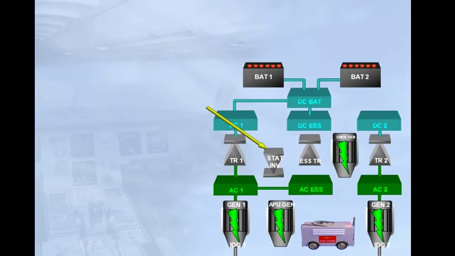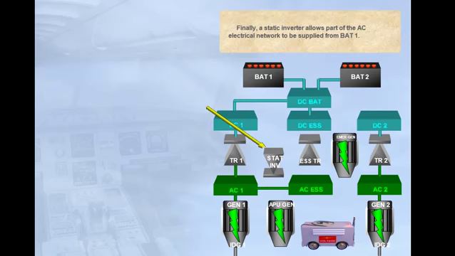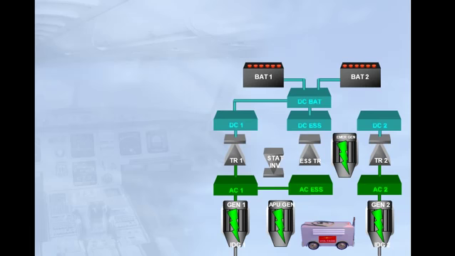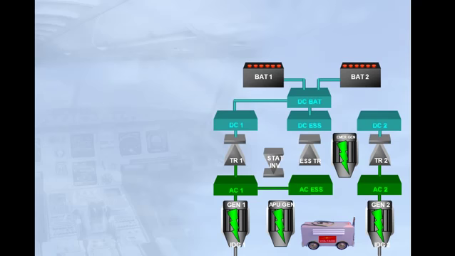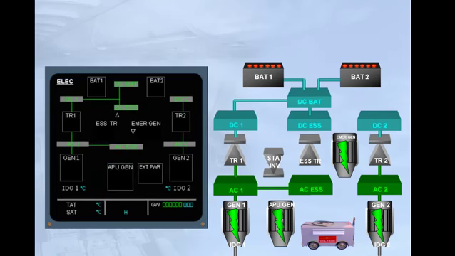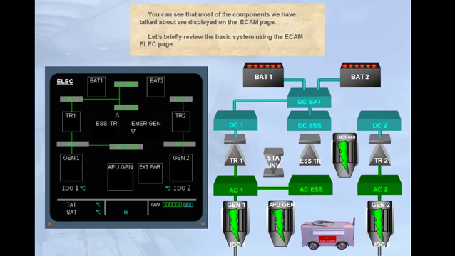Finally, a static inverter allows part of the AC electrical network to be supplied from BAT 1. Now, let's see how this information is presented to the pilots in the cockpit. We will introduce the Ecam electrical page. You can see that most of the components we have talked about are displayed on the Ecam page. Let's briefly review the basic system using the Ecam electrical page.